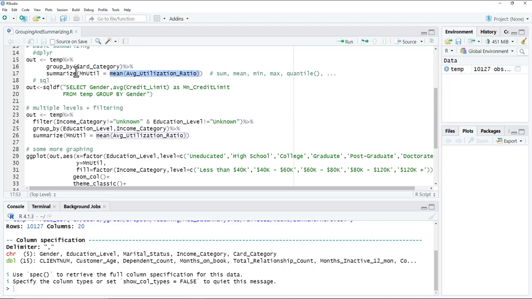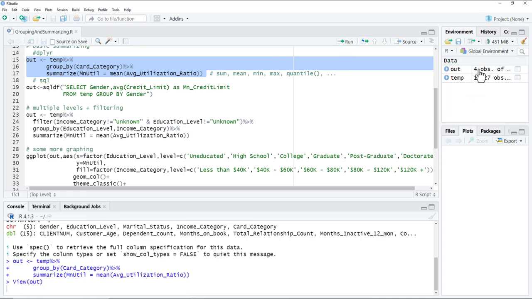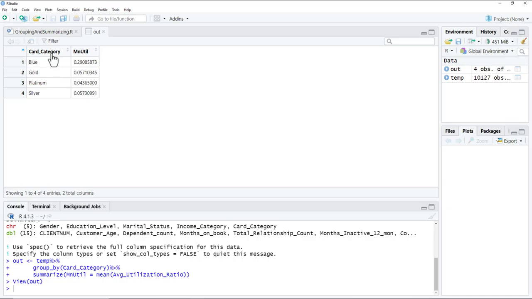What summarize does is aggregate the data to whatever level we have in this group by function. If we don't group the data, it'll aggregate it all to the entire data set. Otherwise, it'll group it by whatever category we use here. So we run this and look at the output. I named it out. And notice it did it by category, so now we only have one observation per category.